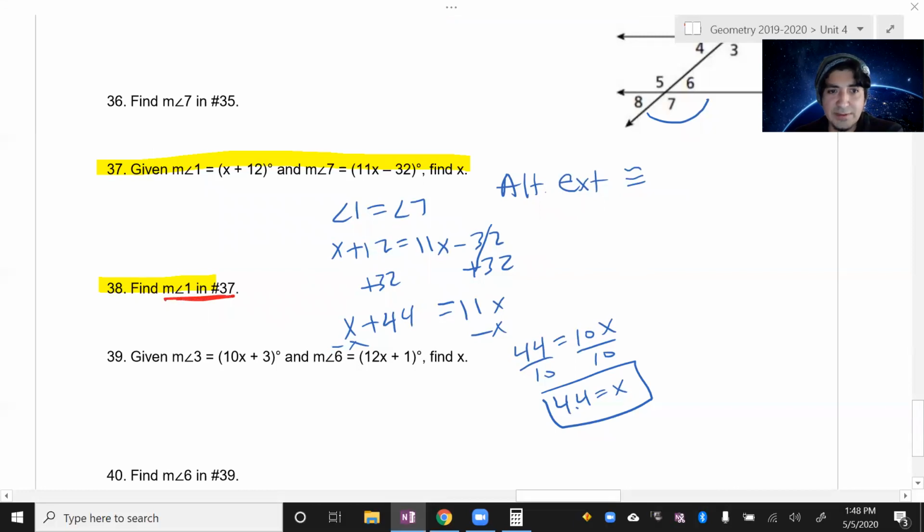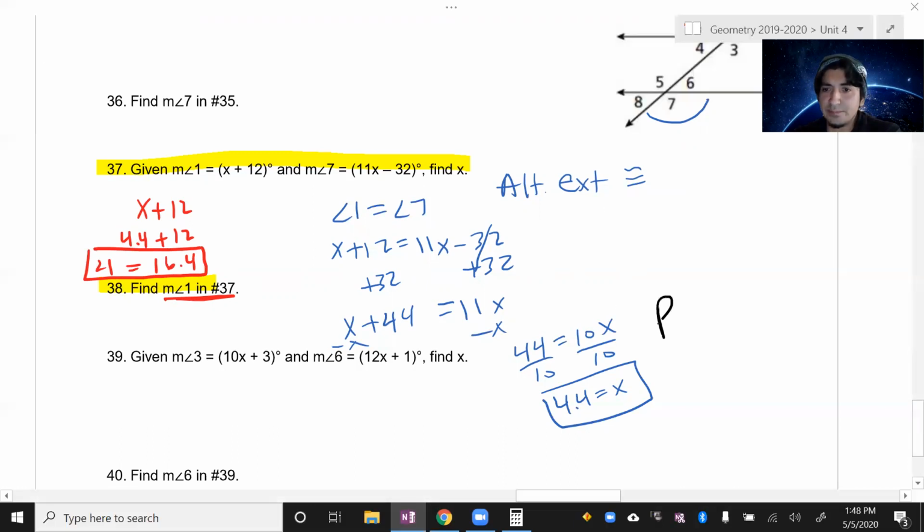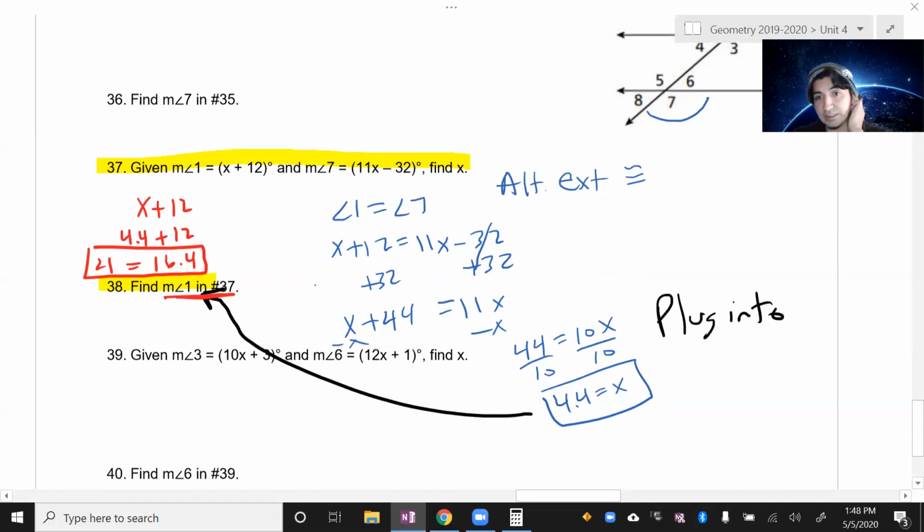Now in this one, it says find angle 1. So I'm going to take angle 1, which is X plus 12, and I'm just going to put my 4.4 in there, plus 12. So that'll be 16.4, which is equal to angle 1. Okay, so there you go. So plug into angle 1.